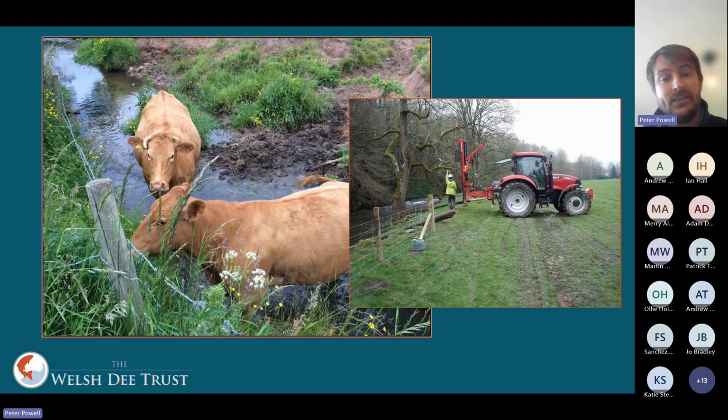We do a lot of this at Welsh Dee Trust. Most of our focus is doing it from a habitat restoration point of view, to try to manage the grazing better so that you can get tree growth alongside rivers. But it does also have probably a big impact on water quality and the amount of phosphorus that gets into the river.